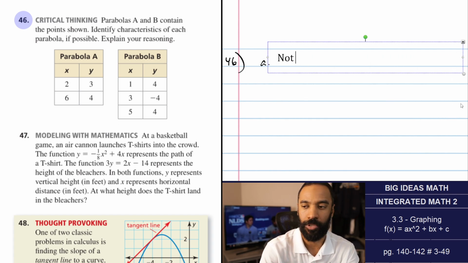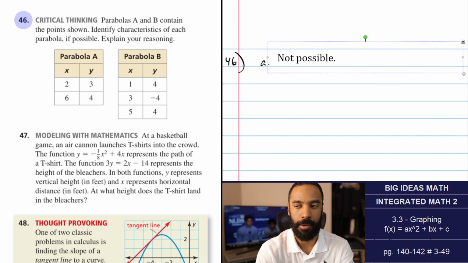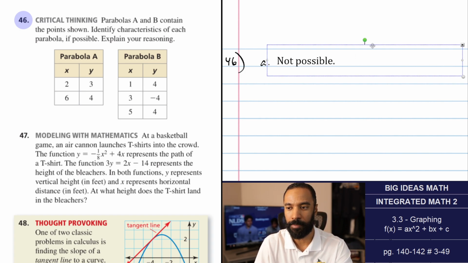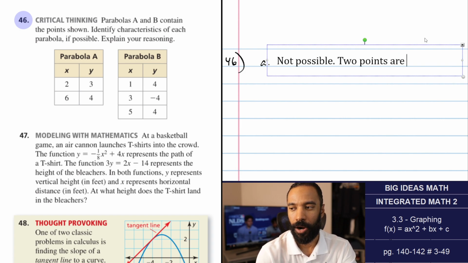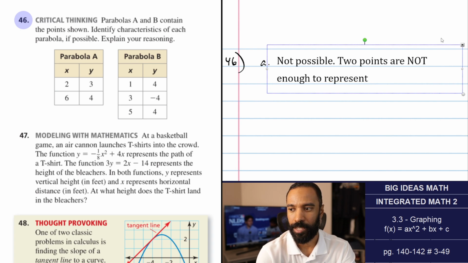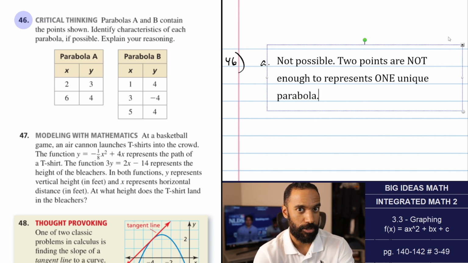I've already shown you on a previous problem, I forget the number, it's the "your friend" argument, making an argument. Not possible. 2 points are not enough to represent one unique parabola. It does take 3 points. I even said that much. I said 3 points is enough to make a unique parabola.